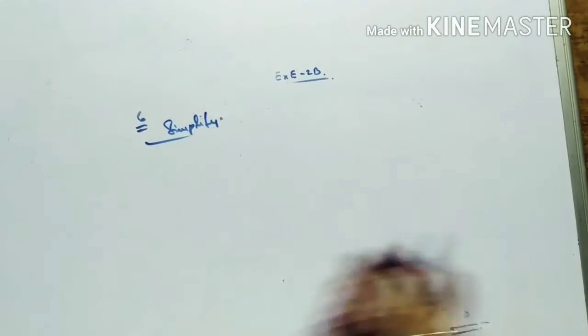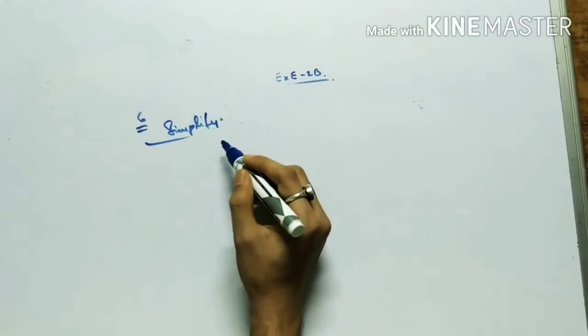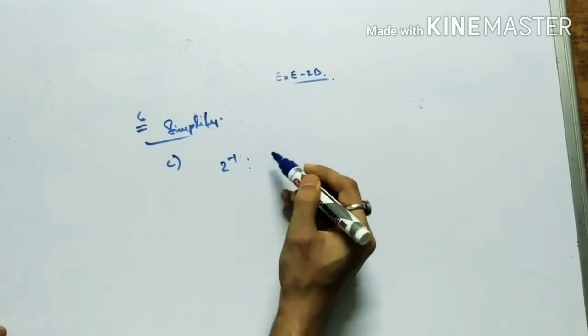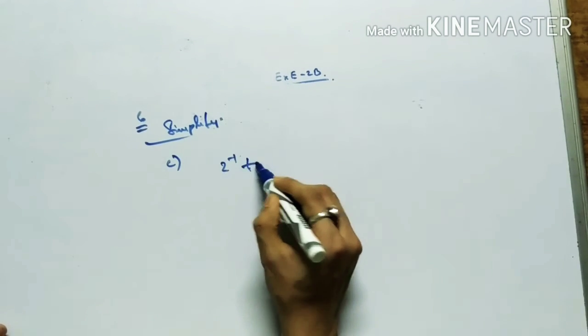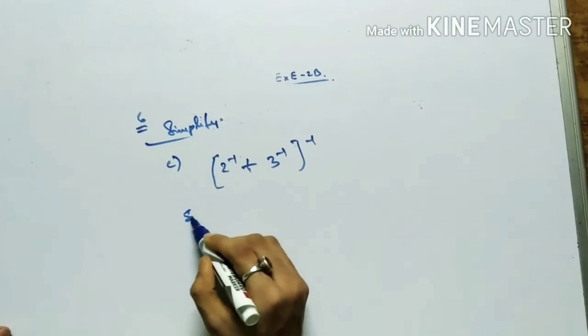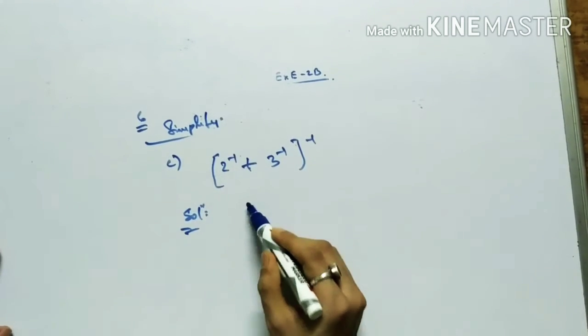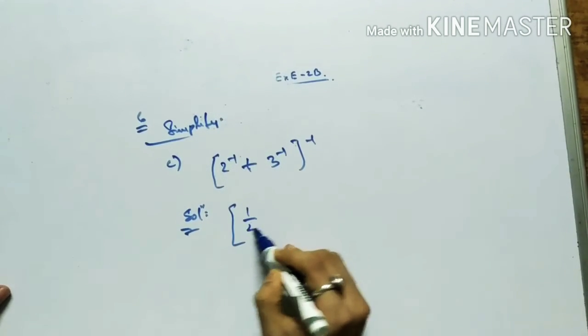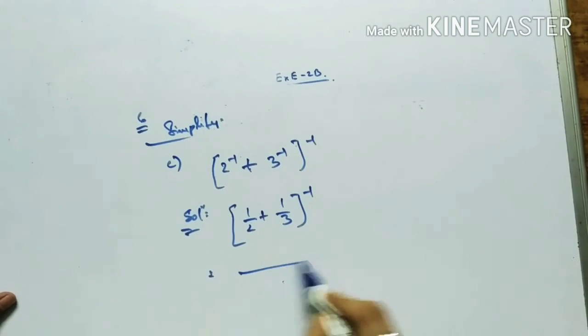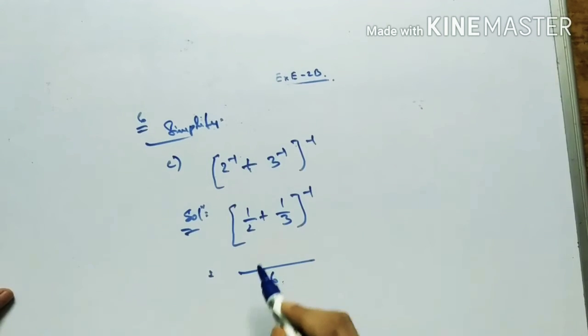Next again, number C: 2 to the power minus 1 plus 3 to the power minus 1, to the whole power minus 1. So this one here is 1 by 2 plus 1 by 3, to the whole power minus 1. I will take the LCM, and I will get 6 as the LCM.